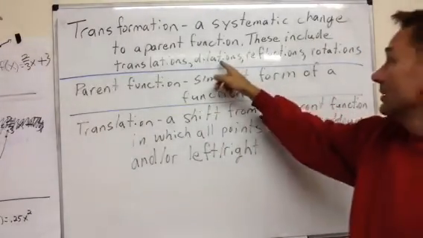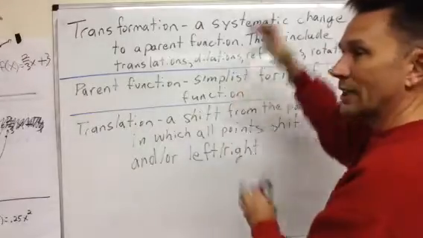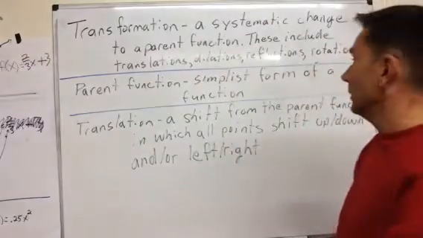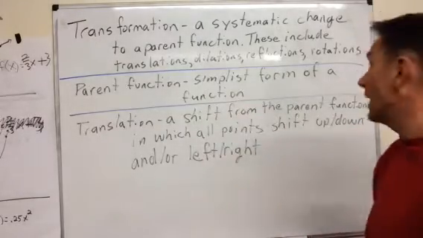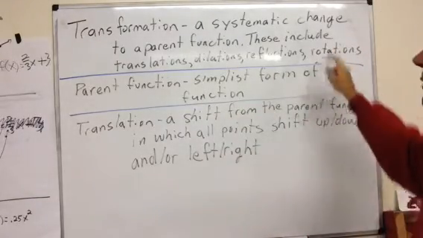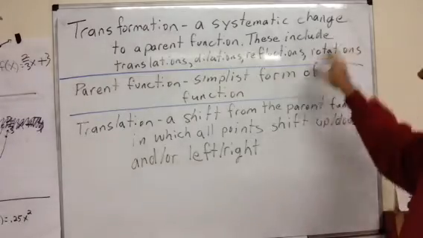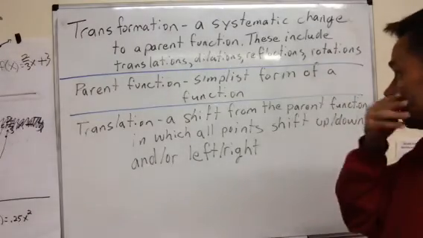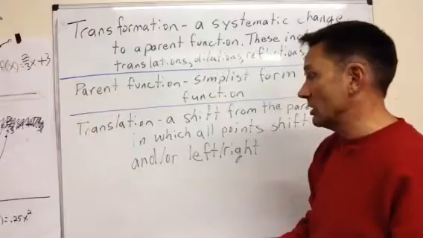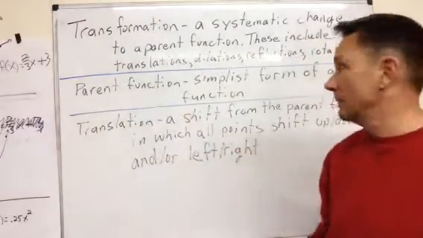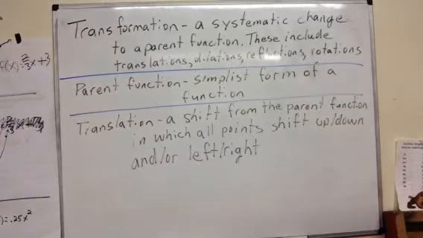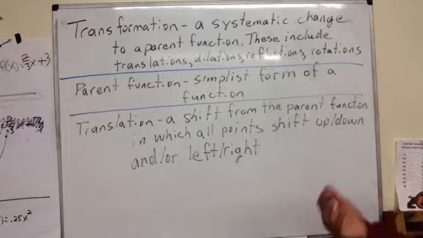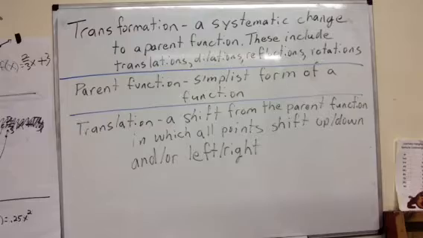We're going to talk about dilations, either shrinking it or expanding it. And we're going to talk about reflections, flipping it over the x-axis or the y-axis. We're not going to talk too much about rotations this year. Hopefully you'll learn more about that last year in geometry. So that's a transformation. A parent function is the simplest form of a function or the original function, just like your parents. Everyone comes from their parents.